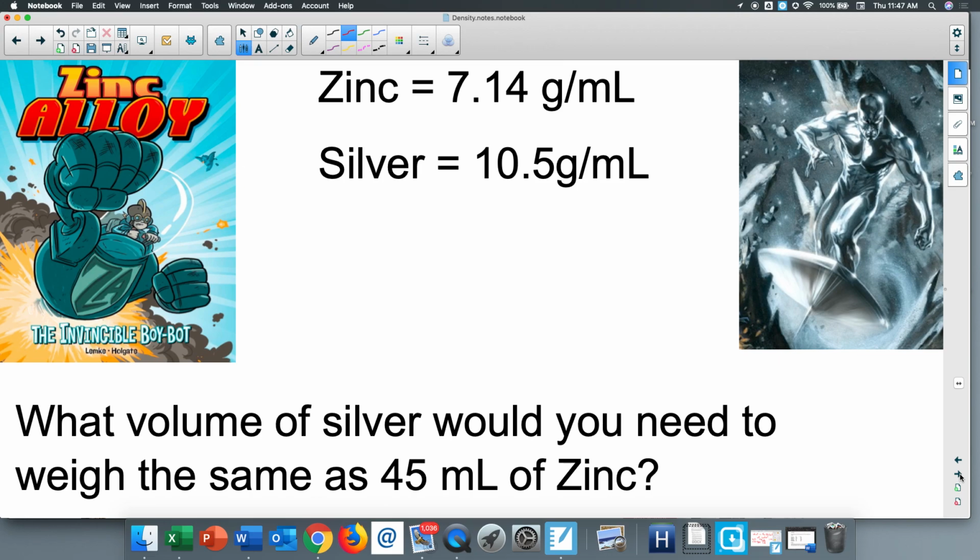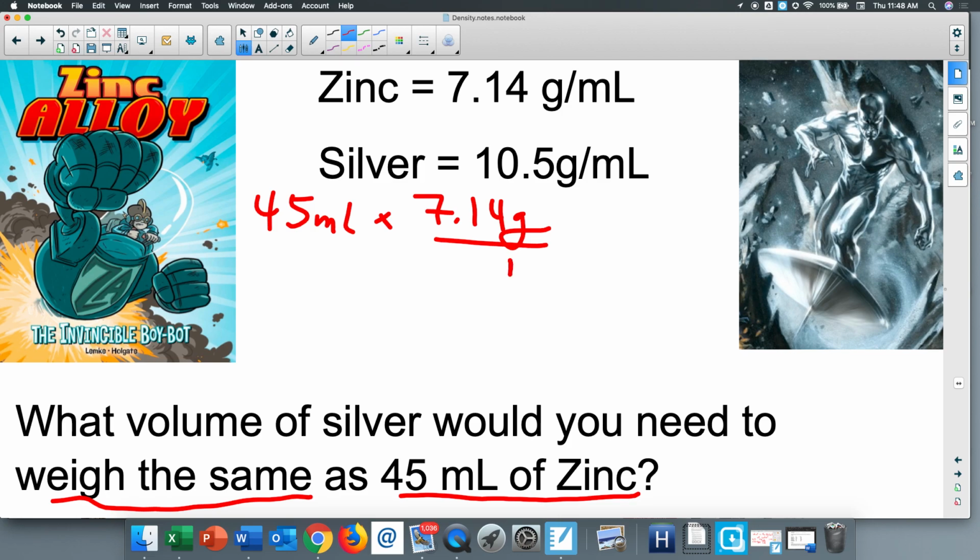What did you and Carly do to decide to start this problem? That is a good first step. We want to have this weigh the same. So we're going to calculate a mass here. We have 45 milliliters of zinc. So if you do 45 milliliters times 7.14 grams per milliliter.